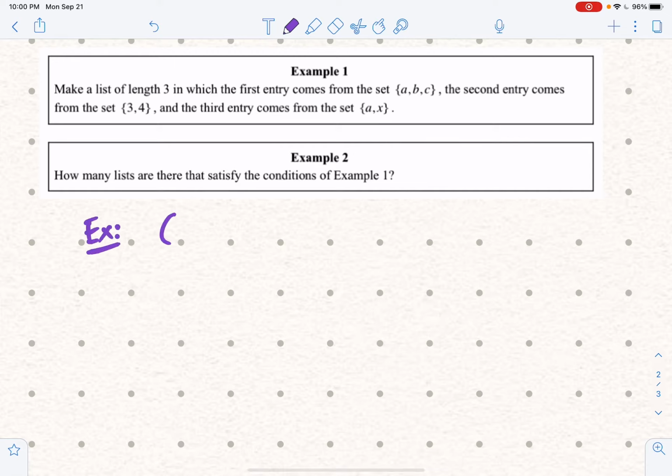Here we go. I'm going to put in the first spot A, in the second spot 4, and in the third spot A.